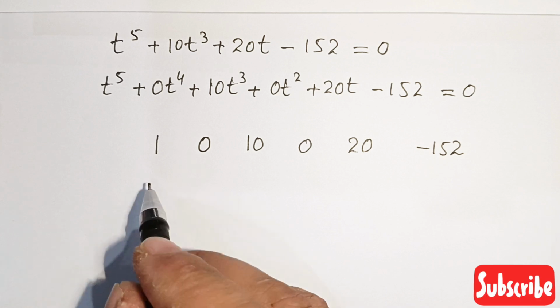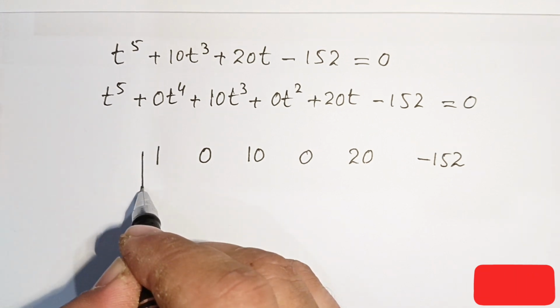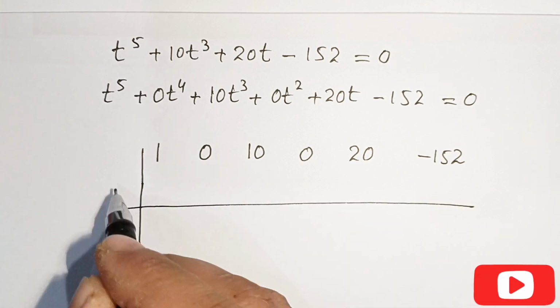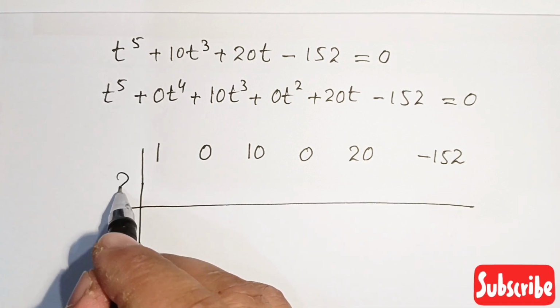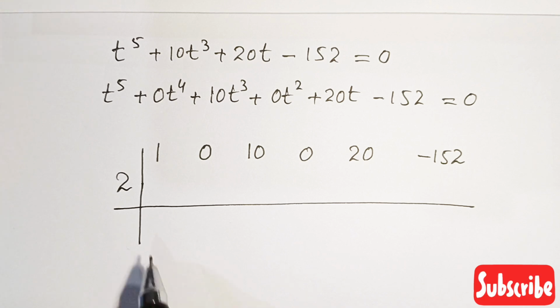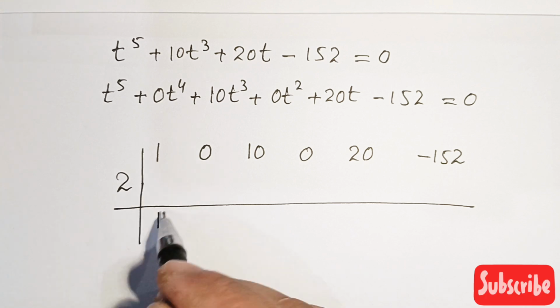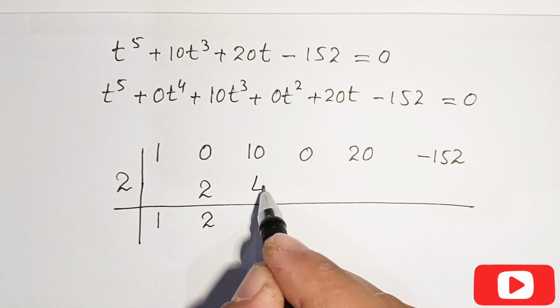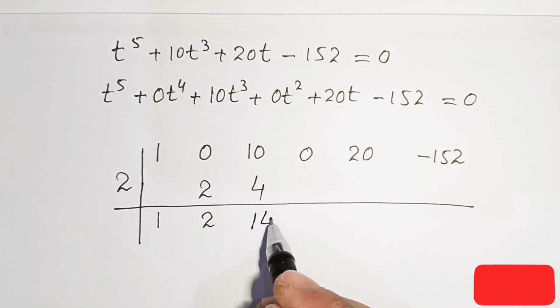So we know that as the value of t is 2, writing here 2, this will be 1, 2 times 1 is 2, 0 plus 2 is 2, so 2 times 2 is 4, 10 plus 4 is 14.